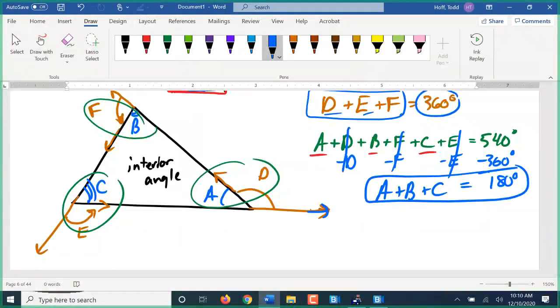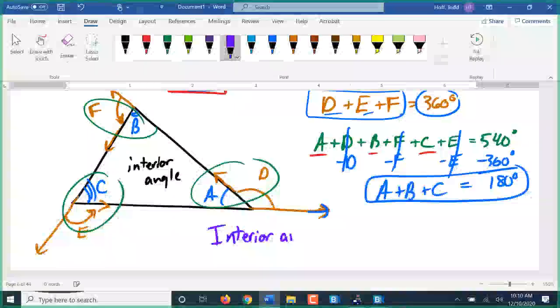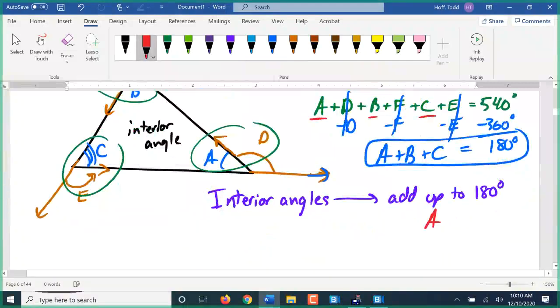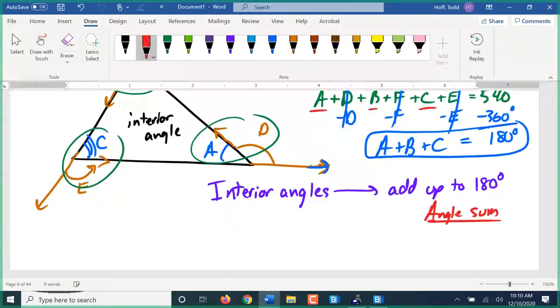And this is always true. No matter what triangle I drew, this would be true. The interior angles of a triangle add up to 180 degrees. It's referred to as the angle sum for a triangle.